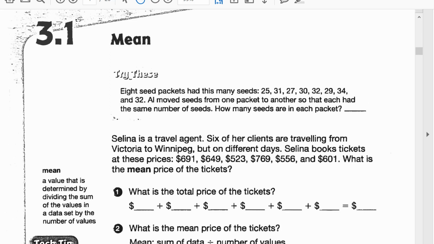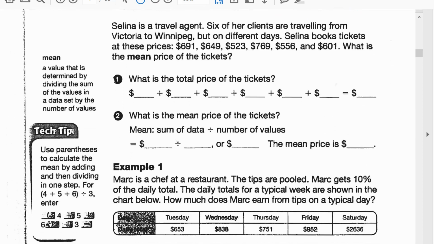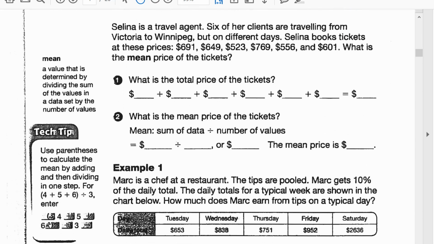Well, if you count them all and you divide by, so add them all together and divide by 1, 2, 3, 4, 5, 6, 7, 8, you'll get 30. That's how you get the mean. So what is the mean on the side here? It says the value that is determined by dividing the sum, so adding all the values in the data set, by the number of values.